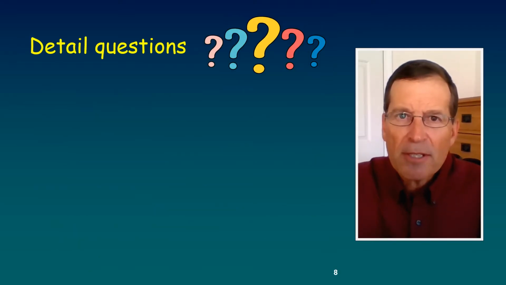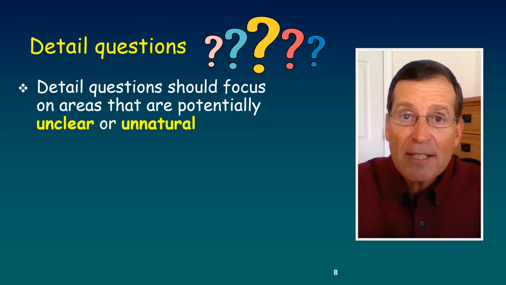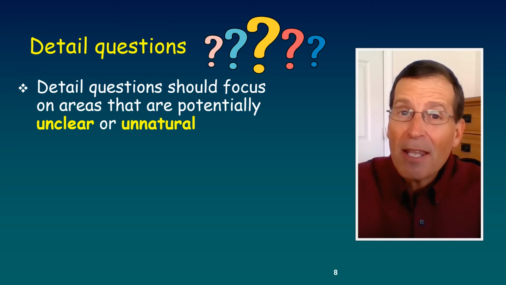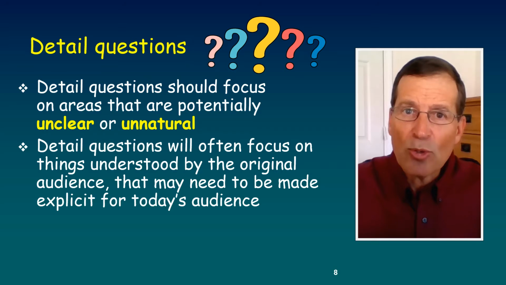Now for detail questions. Detail questions should focus on areas that are potentially unclear or unnatural. So these are often things that you as the translators have identified in advance as places where the audience may not understand the text. Detailed questions will often focus on things understood by the original audience that may need to be made explicit for today's audience and culture. So for instance, you have been translating the Good Samaritan story.